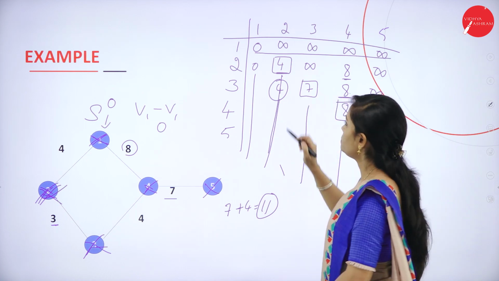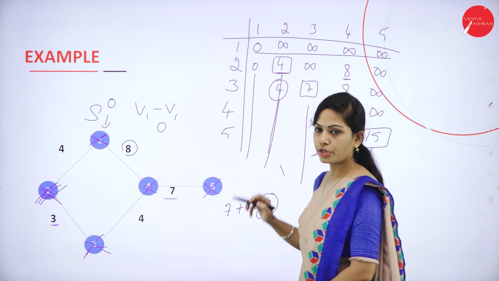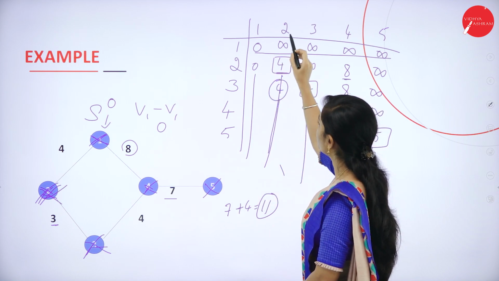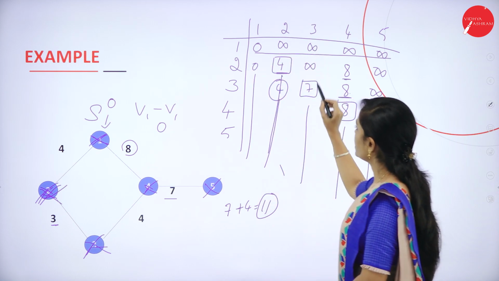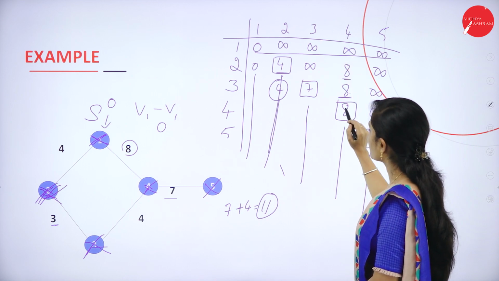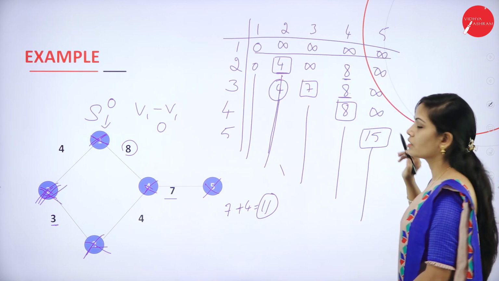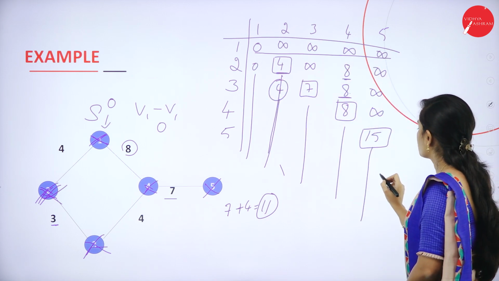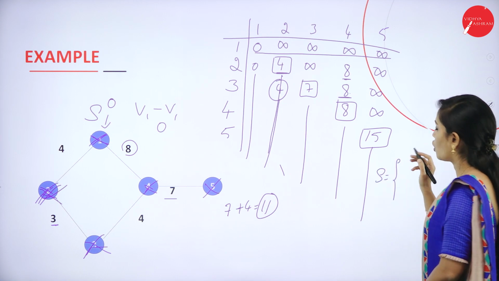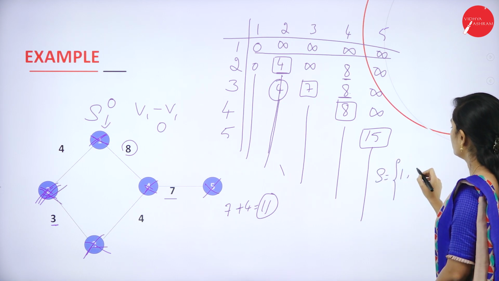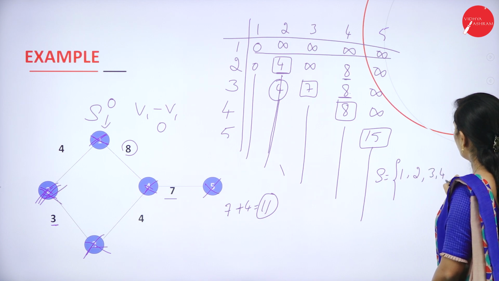So traveling from 1 to 1 it is 0. Traveling from 1 to 2 it is 4. From 1 to 3 it is 7. 1 to 4 it is 8. 1 to 5 it is 15. I'll write source is equal to, so how many vertices are there? 1, 2, 3, 4 and 5.